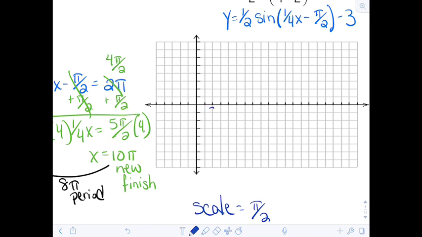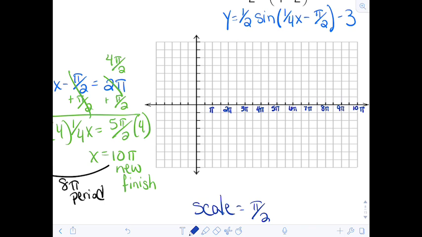So pi over 2, and there's pi, which is 2 pi over 2, 3 pi over 2, 4 pi over 2, 5 pi over 2, 6 pi over 2, 7 pi over 2, 8 pi over 2, which is 4 pi, 9 pi over 2, 10 pi over 2, which is 5 pi, 11 pi over 2, 12 pi over 2, which is 6 pi, 13 pi over 2, 14 pi over 2, 15 pi over 2, 16 pi over 2, 17 pi over 2, 18 pi over 2, 19 pi over 2, 20 pi over 2, that's 10 pi.